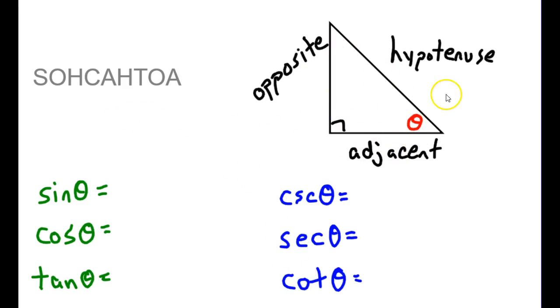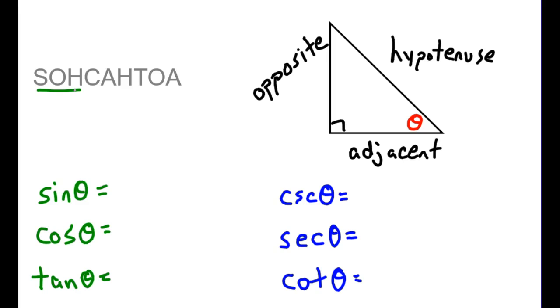So if we look at this right triangle, we have our right angle. We're going to be focusing on angle theta in this case. If this is angle theta, the hypotenuse is always the side opposite of the right angle. The adjacent side is one of the legs of the right triangle that is right next to the angle we're referring to. And then we have the opposite side, which is the other leg that's opposite of the angle we're referring to.